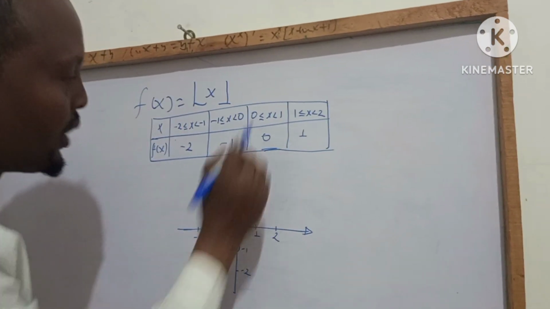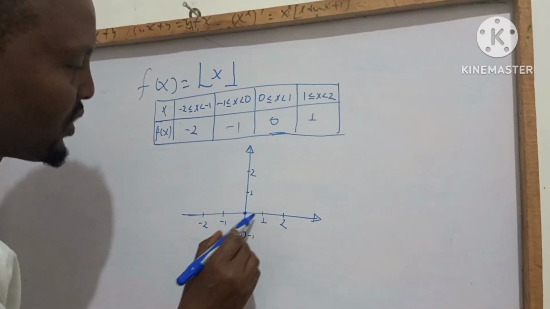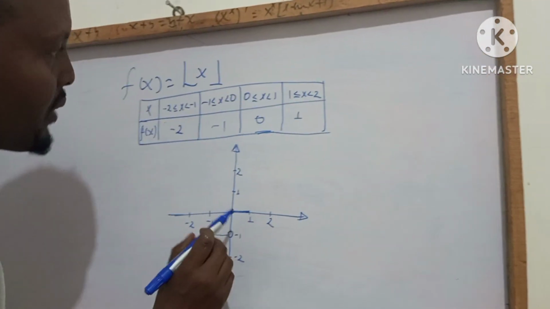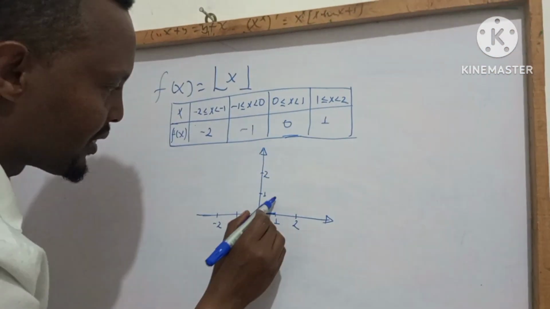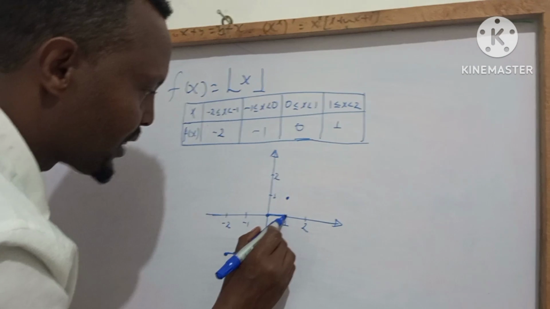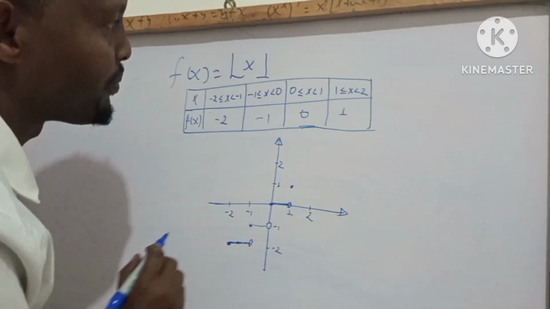And when x is 0, it is 0. From 0 to 1, it is 0, of course. So we make this one. So when it is 1, it is 1. It is 1, not 0. So we have to make this whole.